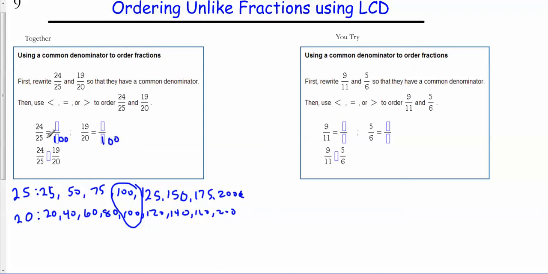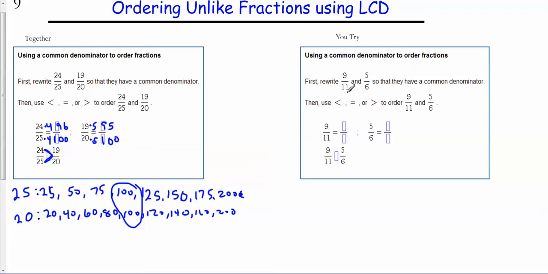Now, how do I get from 25 to 100? You're right. Times 4, quarters in a dollar. So this is 96. How do I get from 20 to 100? Times 5. So that's 95. So 24/25ths is greater than 19/20ths. So go ahead and give the video a pause and go ahead and try.